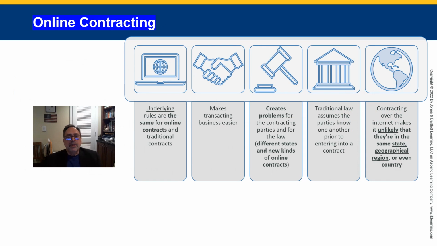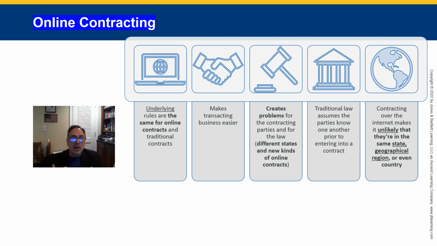Now, of course, internet contracts or online contracts create some difficulties and some problems, which we'll talk about. But the very first column here speaks to the underlying rules, the underlying assumptions. They're the same, whether it's electronic or whether it's paper or whether it's verbal. The underlying concepts are the same. There's no difference there. Where the problem comes across is this middle column here.